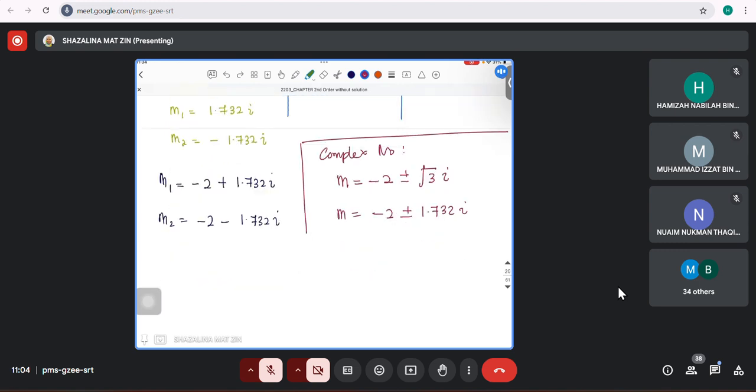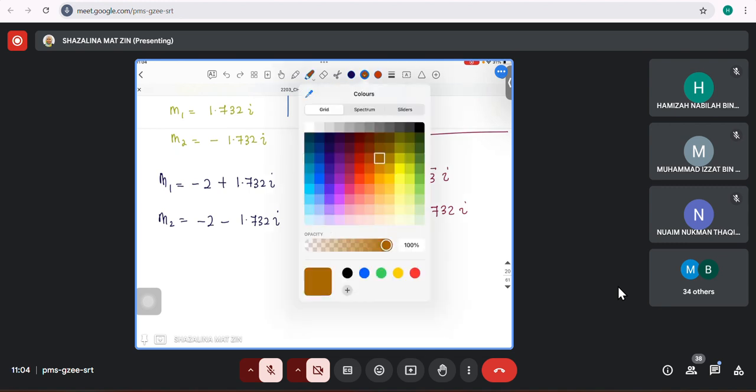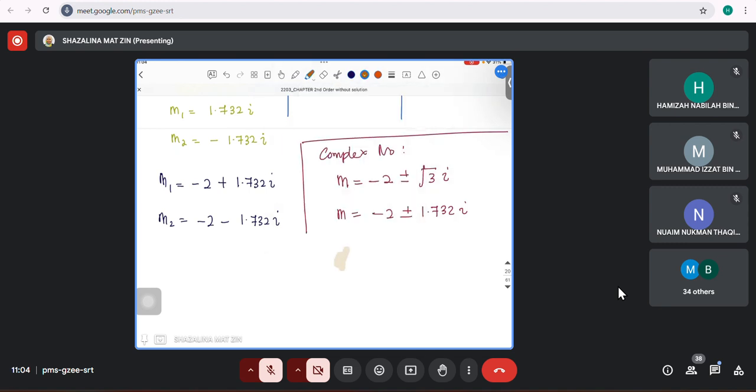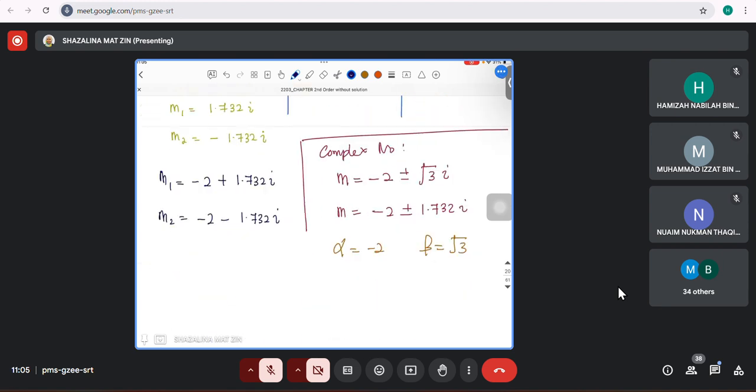So from here, our alpha is equals to -2 and our beta is, okay, saya nak guna square root of 3. So square root of 3. Once we identify the value of alpha and beta, barulah kita boleh pergi ke step number 4. Number apa? Number 4, correct.